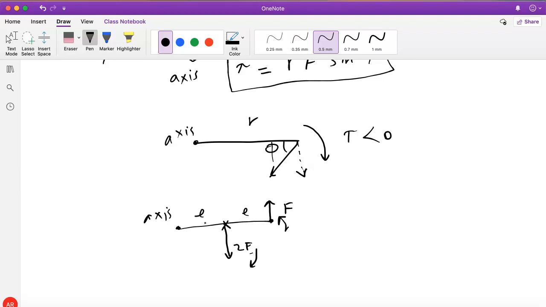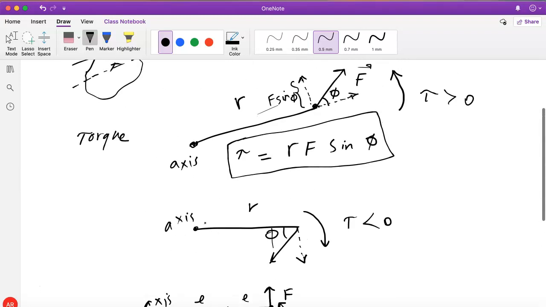All right. So you may have noticed that we viewed the torque as the component of the force that's perpendicular to the arm times the length of the arm.